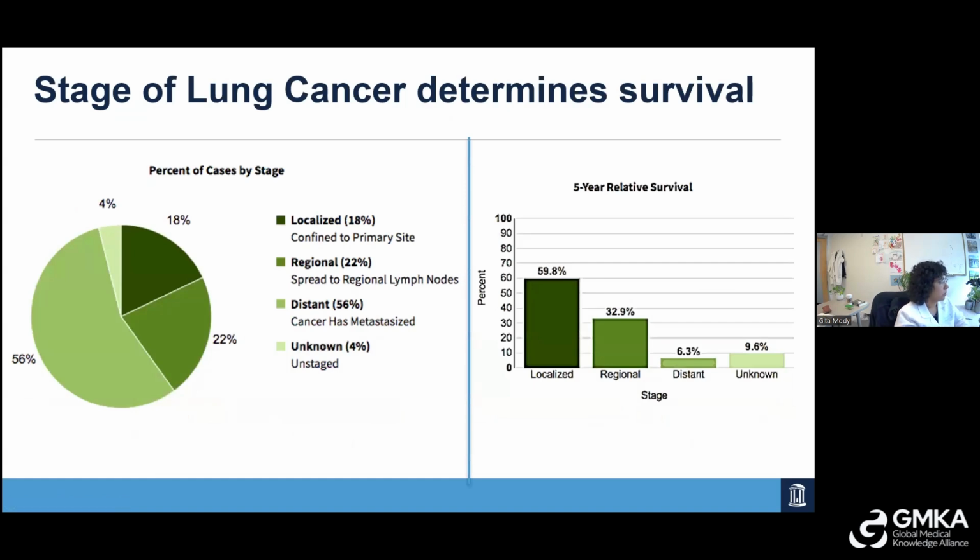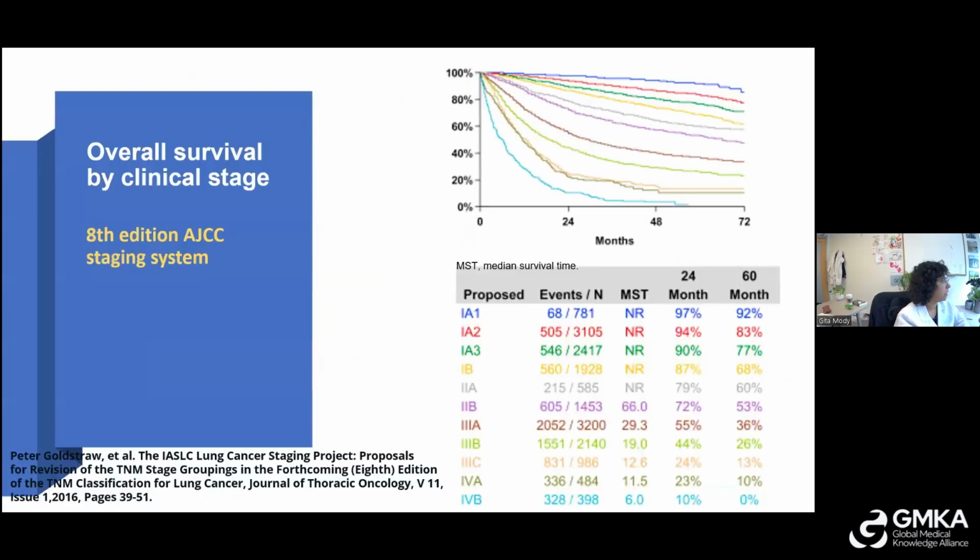As surgeons, of course, we're seeing the localized and the regional cases because we can treat them, whether it's with surgery up front or surgery after a neoadjuvant treatment. Of course, the prognosis for a localized tumor is much better. When all the subcategories of stage 1 are put together, 60% survival rate. And of course, it's better if the tumor is small, has a good histology, and no concerning other features.